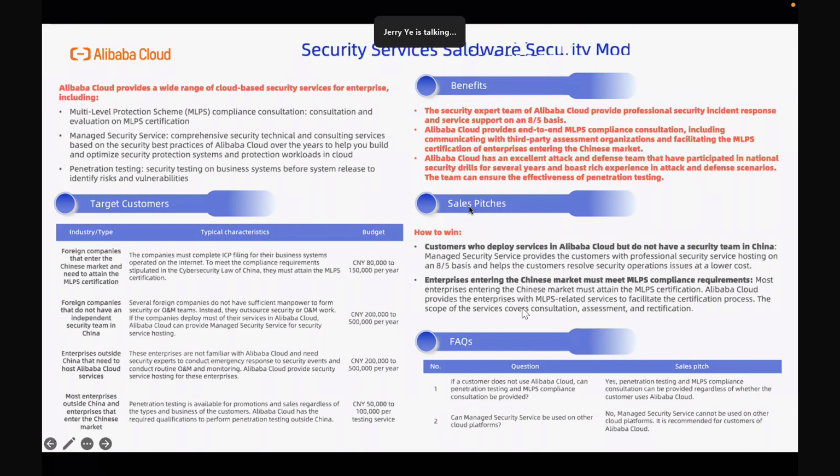Okay, how to win here? You just need to identify the requirements of the customers, like whether they are going global from China, whether these customers will launch new applications or new website services, or whether these customers lack labor force in security operation and maintenance work. Okay, so these are the security service sales guide.